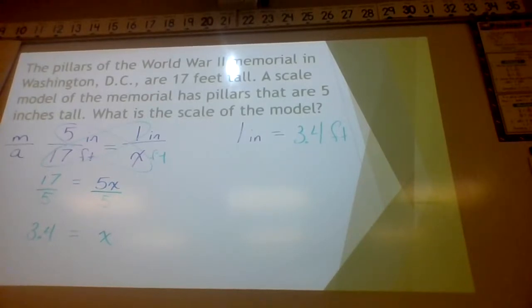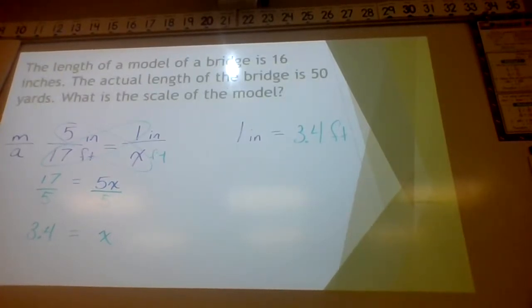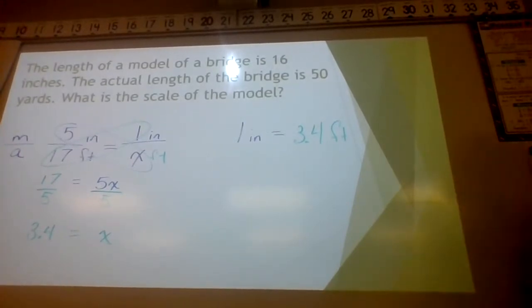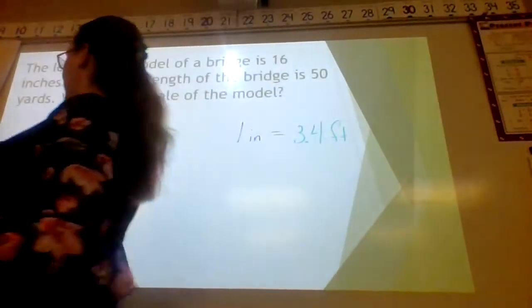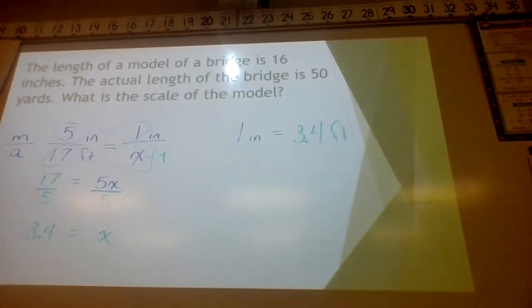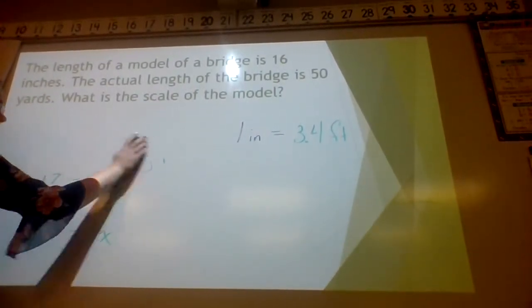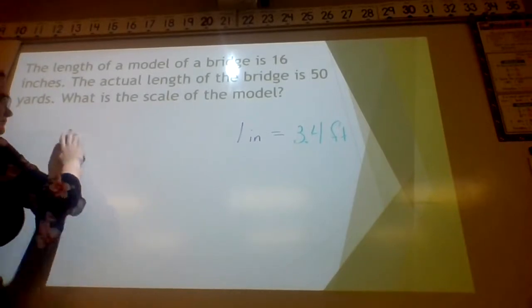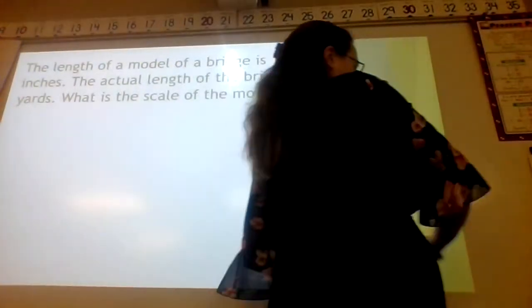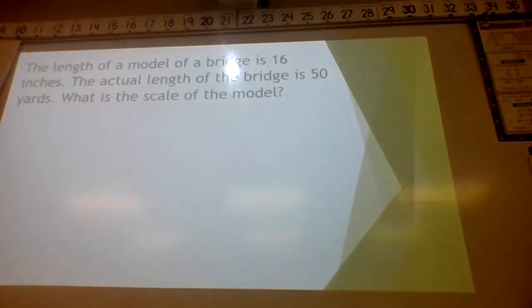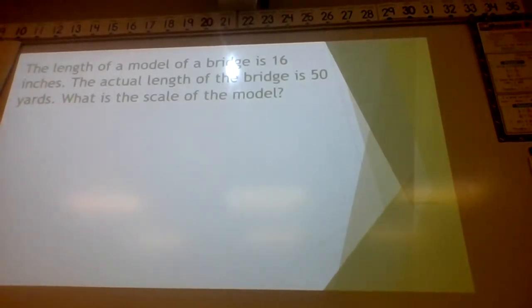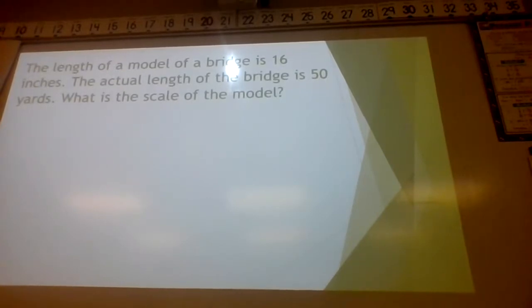All right, ready for the next one? The length of a model bridge is 16 inches. The actual length of the bridge is 50 yards. What is the scale of the model? Go ahead and solve this problem. Turn the page. You can have this as a fraction or a decimal, a mixed number or a decimal.